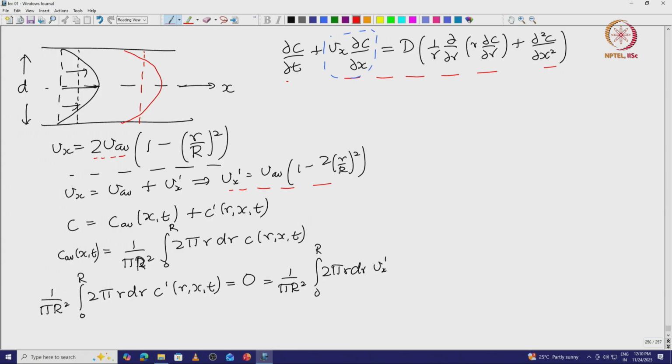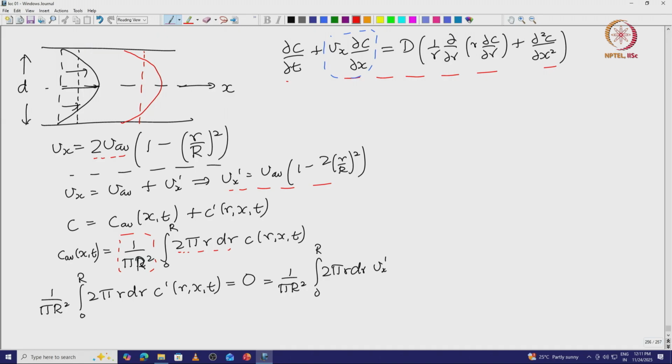Similarly, the concentration variation was also separated into 2 parts. One is the cross section average concentration, and the second is the fluctuation about that cross section average. The average concentration is 1 over the cross sectional area into the integral from 0 to R of the differential area in the radial direction, which is 2 pi r dr, into the concentration. Similarly, the average velocity is also the integral over the cross section of 2 pi r dr times the velocity divided by the total cross section area.